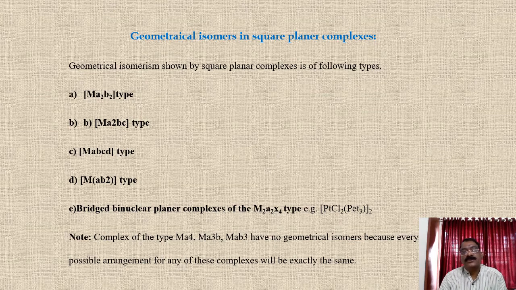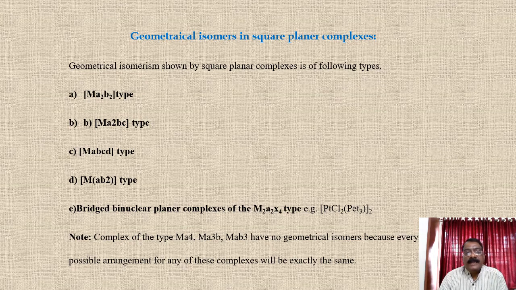Geometrical isomerism is shown by square planar complexes of the types: first, M-A2-B2; second, M-A2-BC; third, M-A-B-C-D; fourth, M-(AB) twice; fifth, bridged binuclear planar complexes of the M2A2X2 type, for example [Pt2Cl2(PEt3)2].